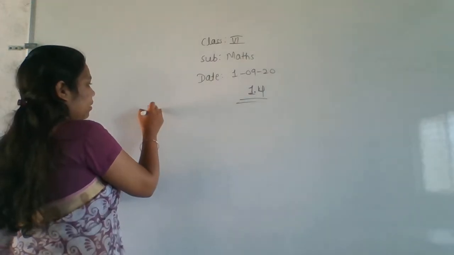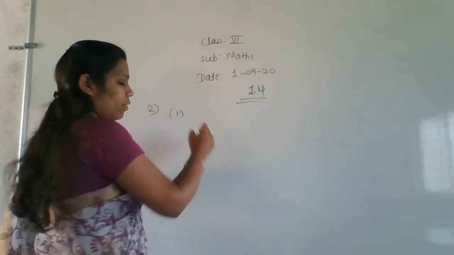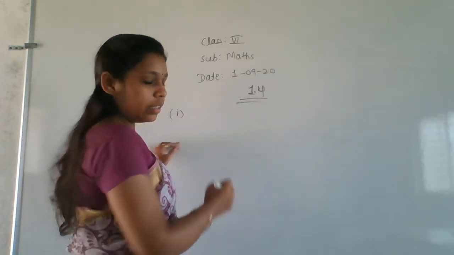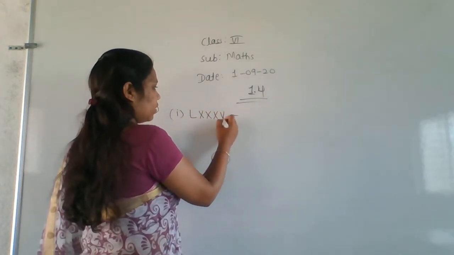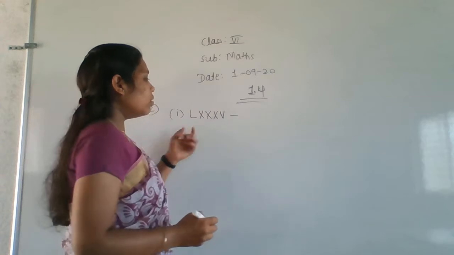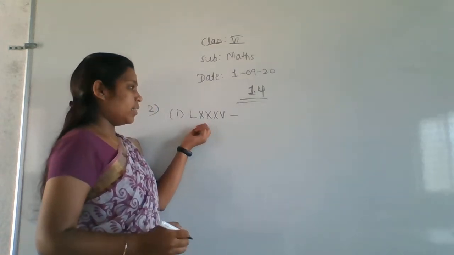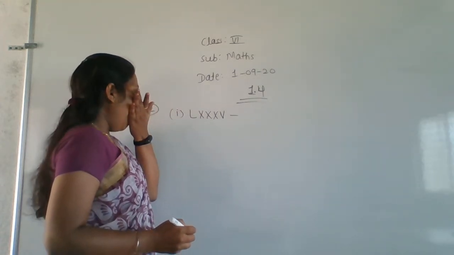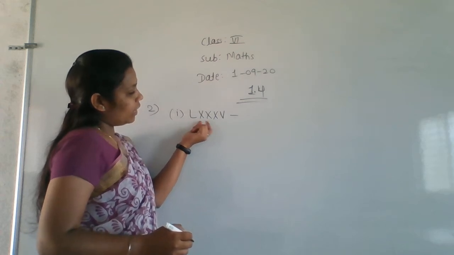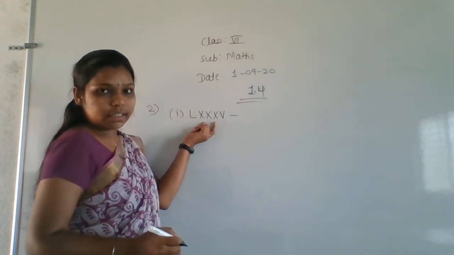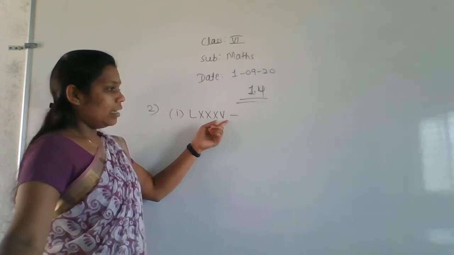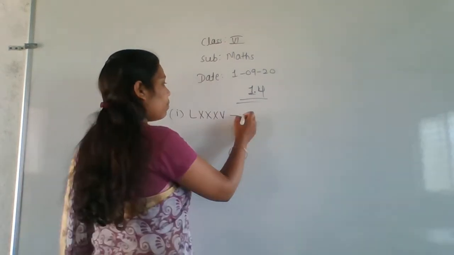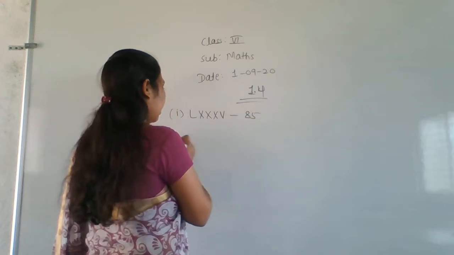We'll do the second main. Okay, so the first one they have given here is LXXV. LXXV means 50, and XXX means 60, 70, 80. Here V is there, so it will become 85.